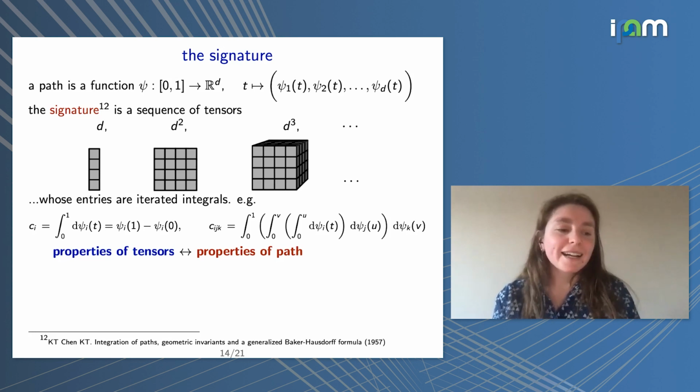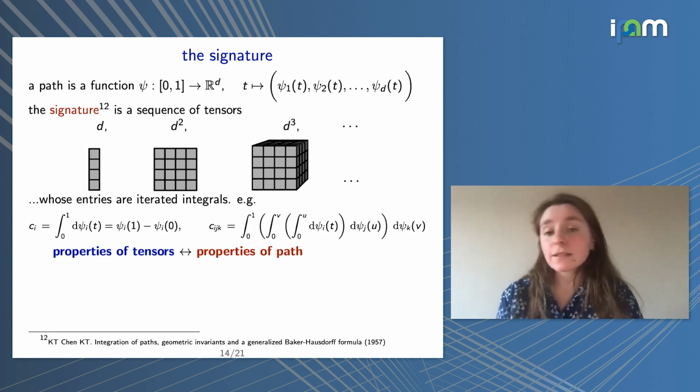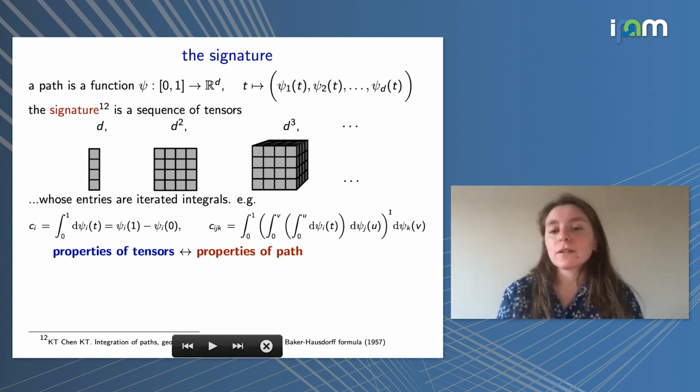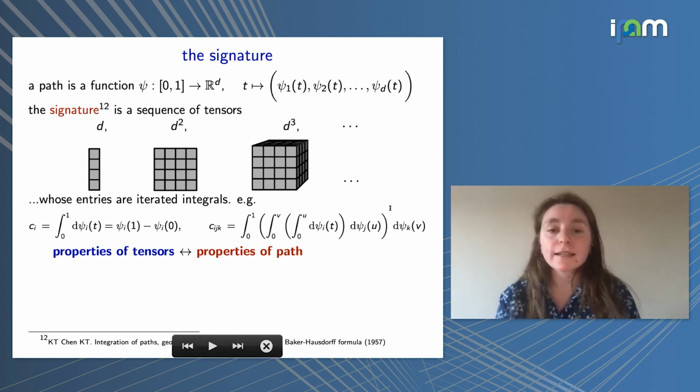All right, and why would we do this? Well, we hope that properties of the tensors translate to properties of the path, properties that we might be interested in, and therefore that encoding our path as a tensor will be a useful way to represent it. For example, if we want to classify paths as part of some data analysis pipeline.